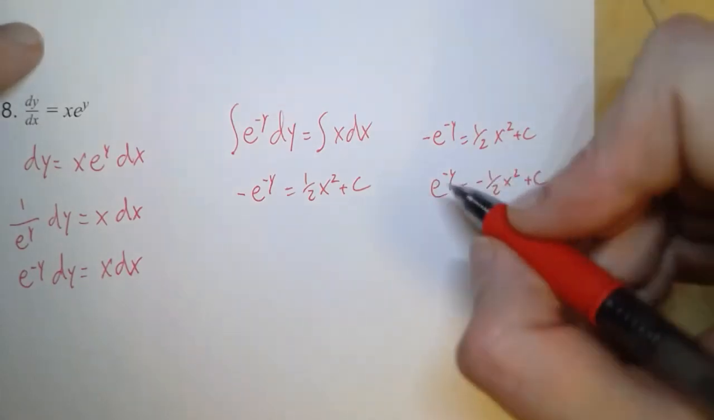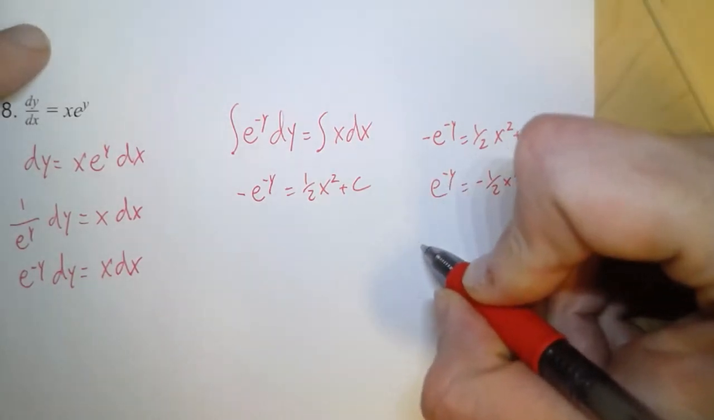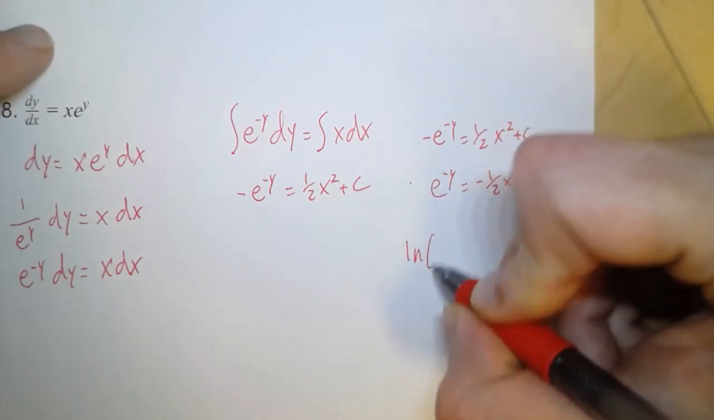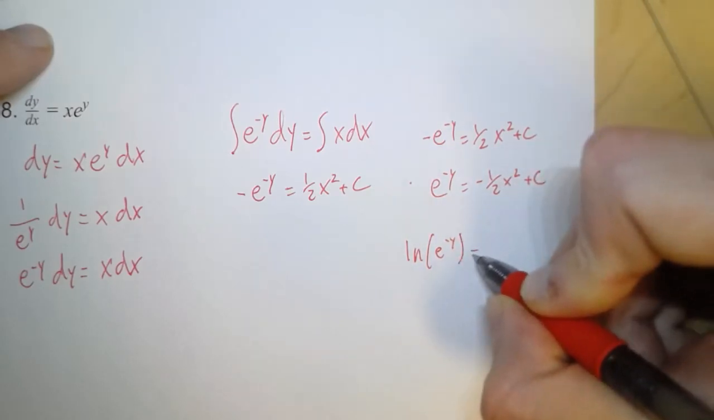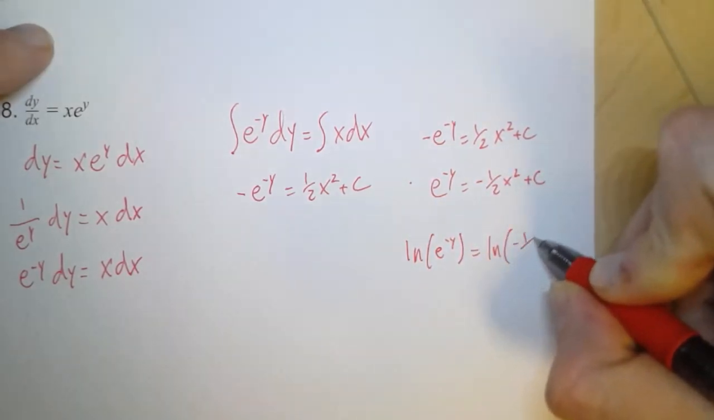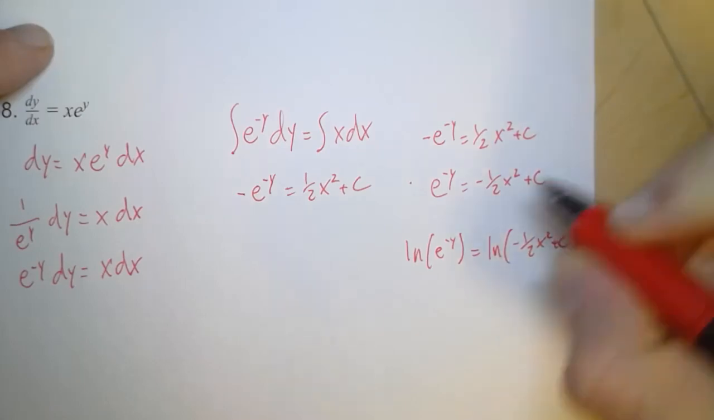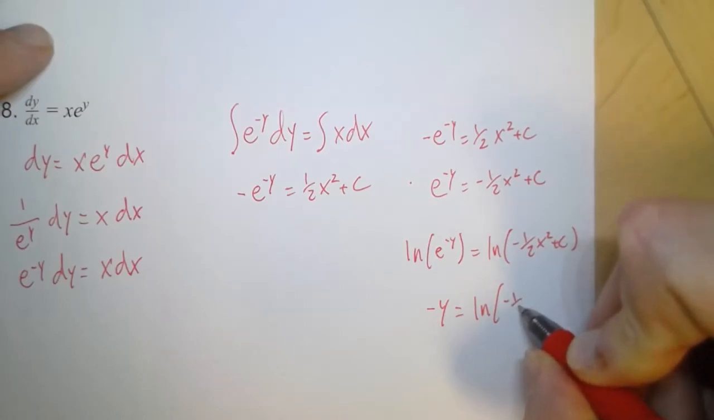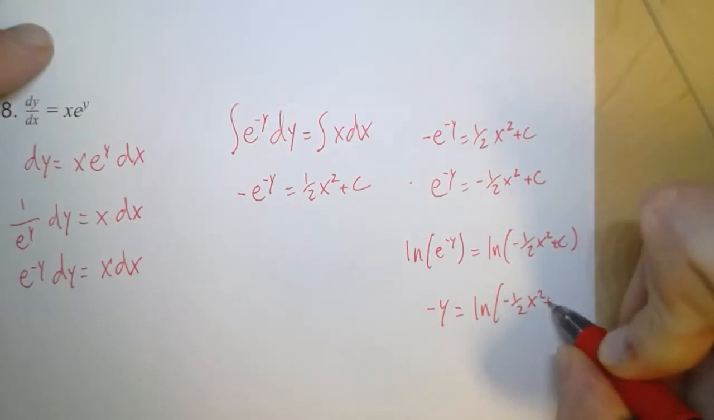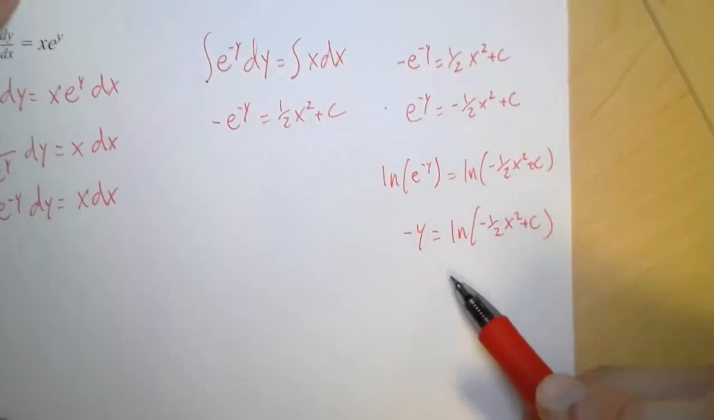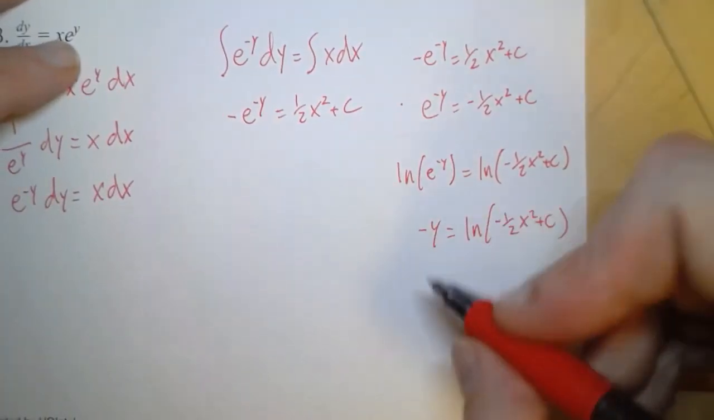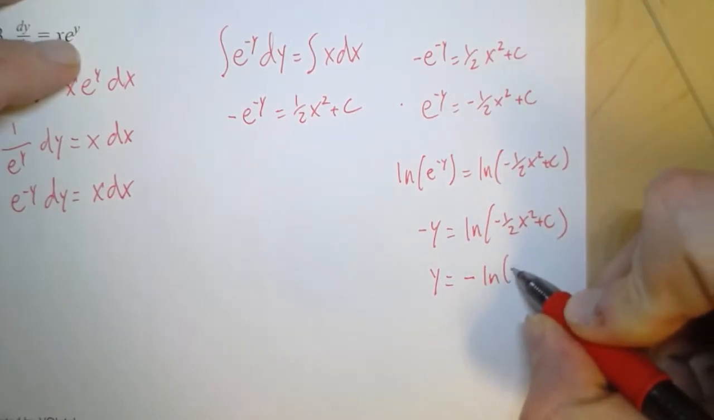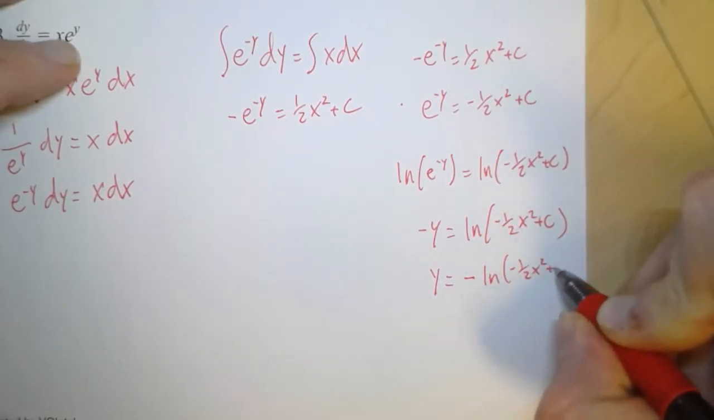So now, to get rid of the e, we take the ln. So we have ln of both sides. ln of e to the negative y equals ln of negative 1/2 x squared plus c. These cancel, leaving negative y equals ln of negative 1/2 x squared plus c. And so finally, to get y by itself, we just multiply by negative 1. So we have y equals negative ln of negative 1/2 x squared plus c.